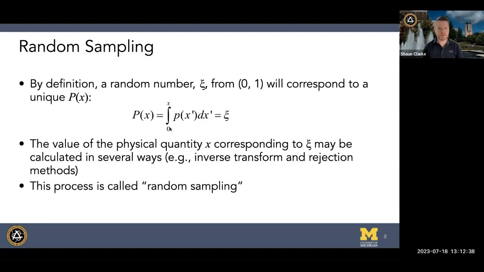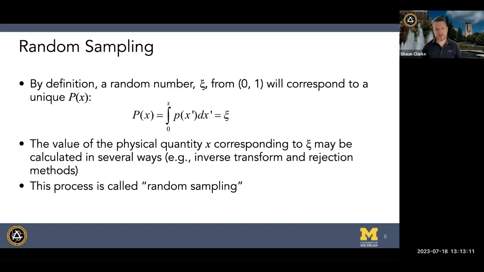So the CDF has integral limits of 0 to x. This function here, integral 0 to x, P of x prime dx prime, is a function of x because our upper bound is x, and it's set to a random number, a number that we get from random sampling. If we equate those two things and solve for x, what that returns is our physical parameter x as a function of our sampled random number, in this case, c.